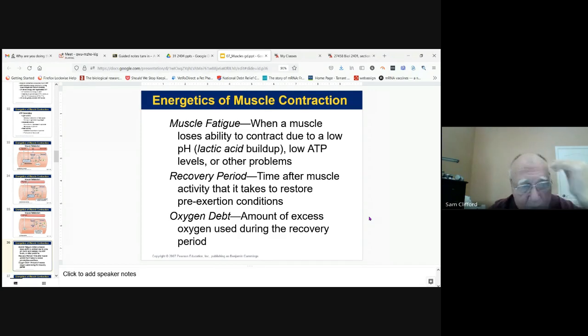Okay, when a muscle loses its ability to contract due to low pH, low ATP, the muscle has to recover, and you have to get active blood supply to your muscles. You have to rest. You have to wait for the oxygen necessary to generate more ATP and to make more creatine phosphate. So that oxygen debt has to be fulfilled. So the muscle has to recover.